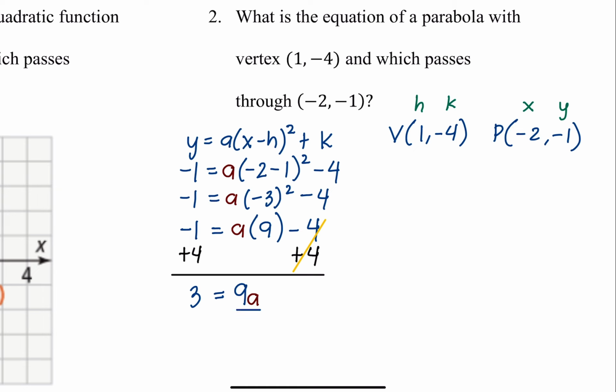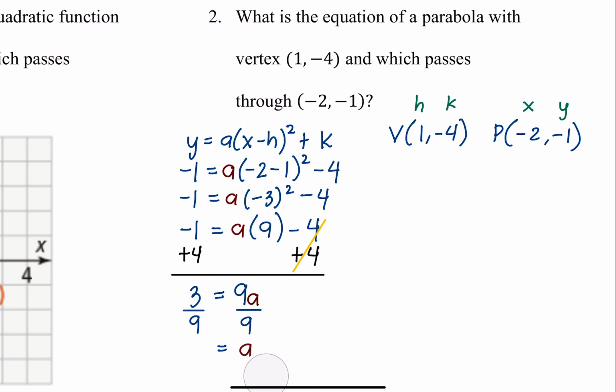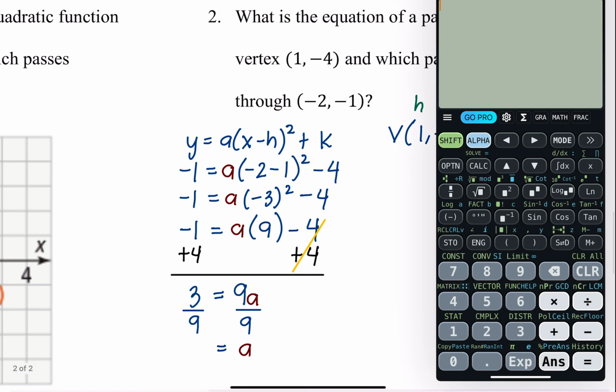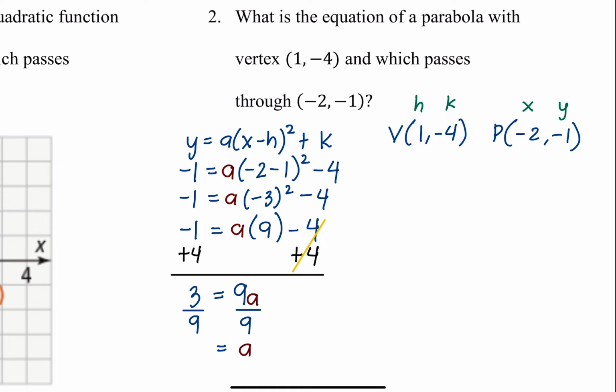Next step, class, is that I have to divide both sides by 9. So 9 divided by 9 is simply 1, or I can just write a is equal to 3 divided by 9. So 3 divided by 9, class, if I'm going to divide it here, is equal to 1/3. Okay, so I'm going to use that fraction, 1/3. So a is equal to 1/3.